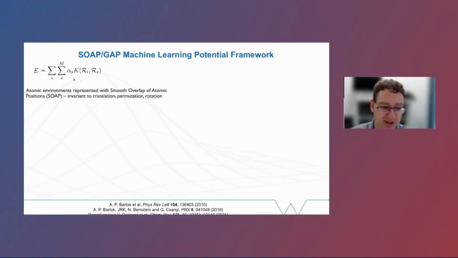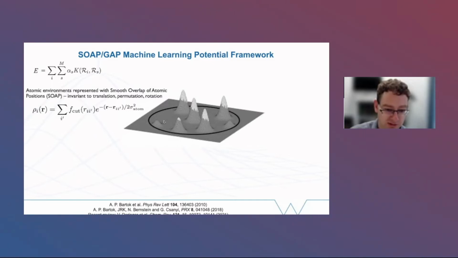And that's the basic idea that is embodied in this SOAP descriptor that some of you may have come across, the smooth overlap of atomic positions that was developed by Albert and Gábor quite a few years ago now. The idea is that you construct a density of atoms by placing a Gaussian on all of the neighbors around an atom, modified by some smooth cutoff function. But essentially, we add up a series of Gaussians to give a representation of the density. That already gives you permutational invariance because we're doing a sum here. So we sum over atoms, we sum over Gaussians, we get a density field that now doesn't change if we change the order in which we do that sum. But we haven't yet got the rotational invariance.